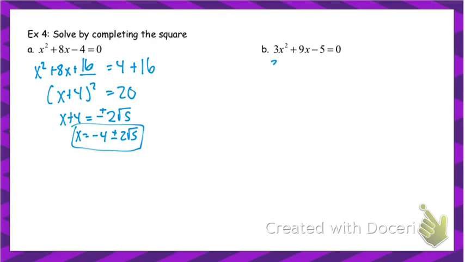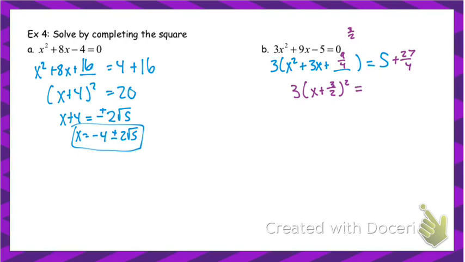Very similar for B, the only difference is I need to factor out that 3 from the first two terms. I need to move the 5 to the other side. This one's going to get a little ugly on the fractions, but the process here is the same. So 3 divided by 2 squared means I square the top and the bottom, which is 9 over 4. That gives me 27 over 4. So this becomes 3 times x plus 3 over 2, squared. And then common denominator, that would be 47 over 4.